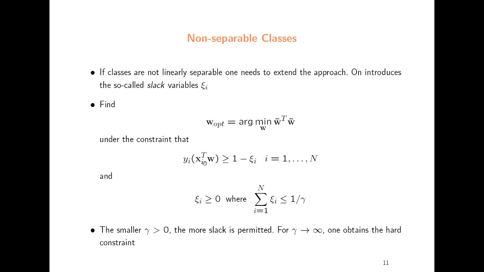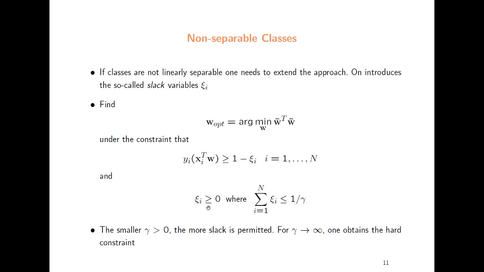So y times h_i, before we said it should be larger or equal 1. Now we are saying it's larger or equal 1 minus psi_i. And the psi_i are positive. And in principle, we can have one psi_i for every data point.